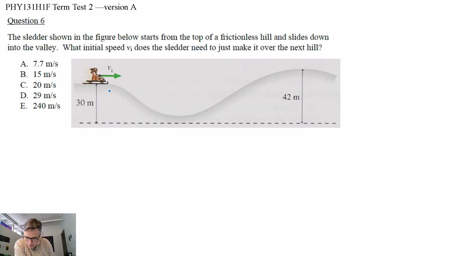C. This letter, shown in the figure below, starts from the top of a frictionless hill and slides down into the valley. What initial speed VI does this letter need to just make it over the next hill? So I'm going to call this V final equals 0 here. And so it's pretty straightforward. You've got E initial equals E final. There's no external work being done.